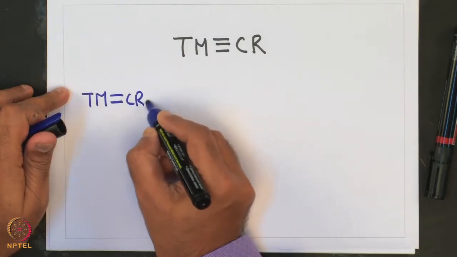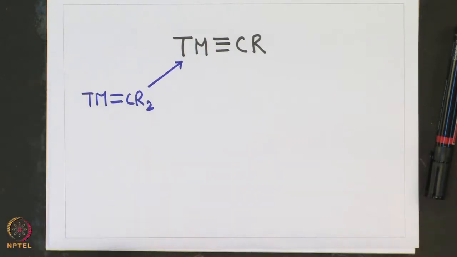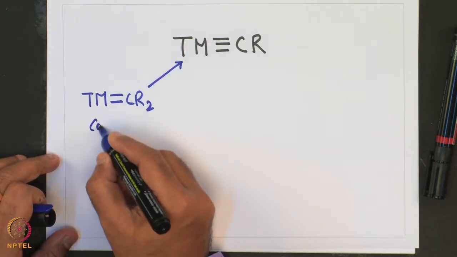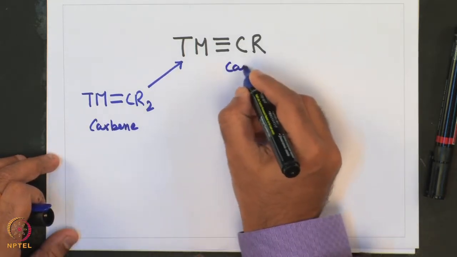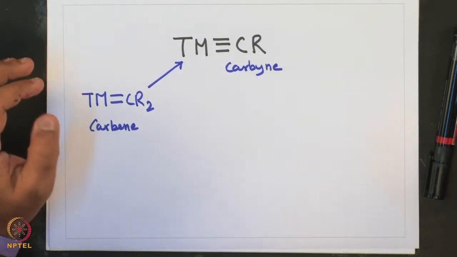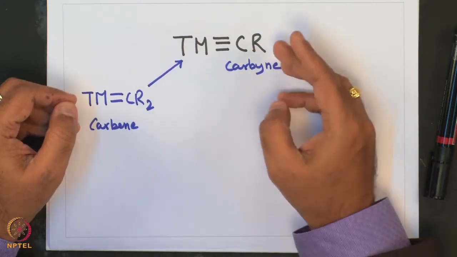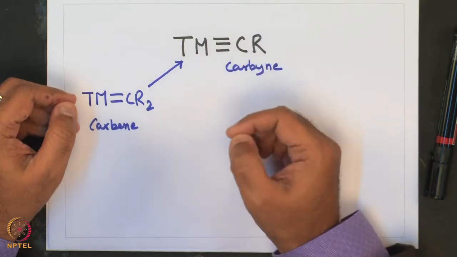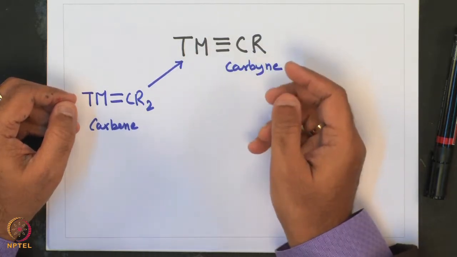Now, most of the synthetic strategies that we have discussed for preparing these transition metal carbyne complexes involve construction of the carbon-metal triple bond from the corresponding transition metal carbene complexes. So most of the strategies involve conversions of transition metal carbene complexes to the corresponding transition metal carbyne complexes. These are carbene complexes and these are carbyne complexes. And we had seen that the methods which were available for preparing transition metal carbene complexes are also effective for preparing the transition metal carbyne complexes, and hence there are a large number of methods available for synthesizing these complexes.